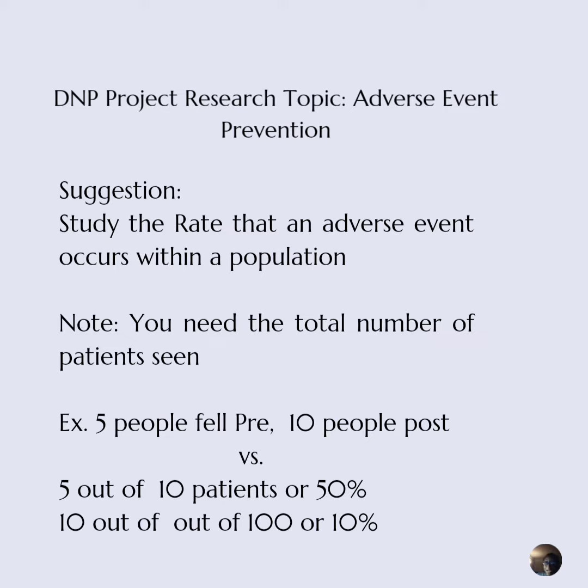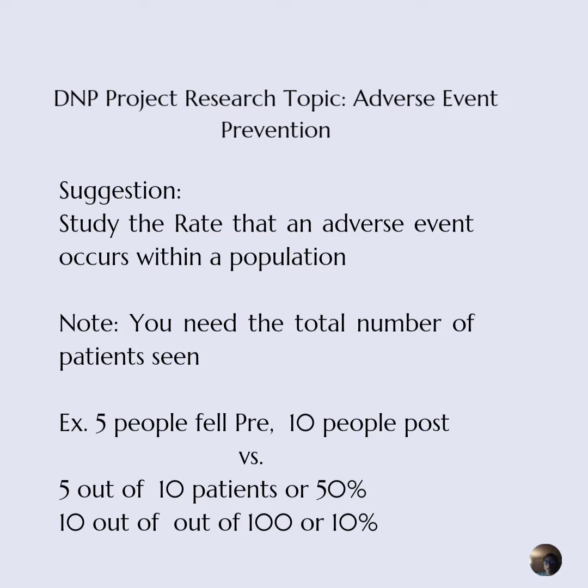So if you have a denominator, for example, where the pre was 10 people, and out of 10 people seen, 5 fell, well, that's 50%. And then when you look at your post, say your post was 10 out of 100 people, well, that's 10%. So you see how the percentages show how often something occurs.